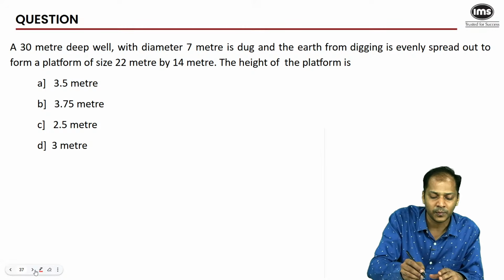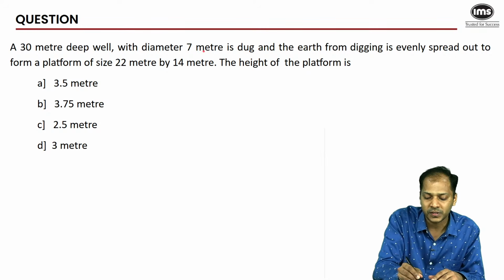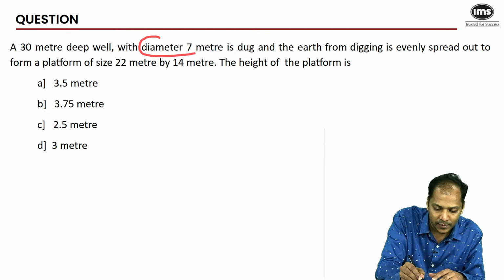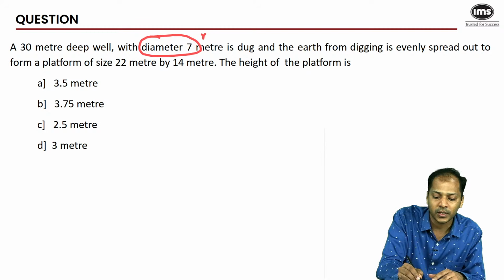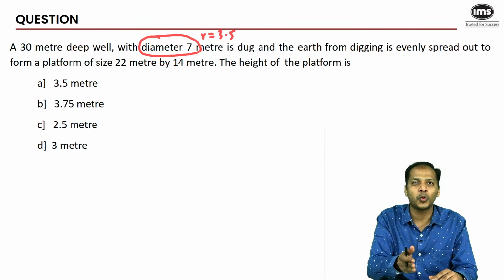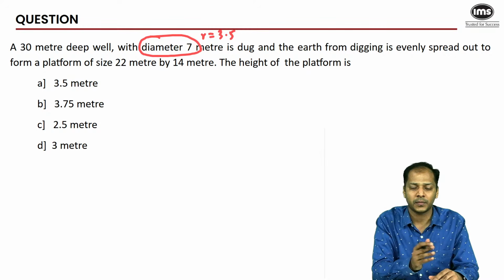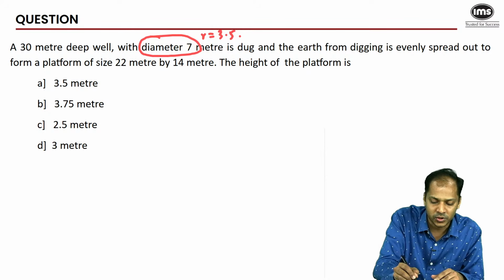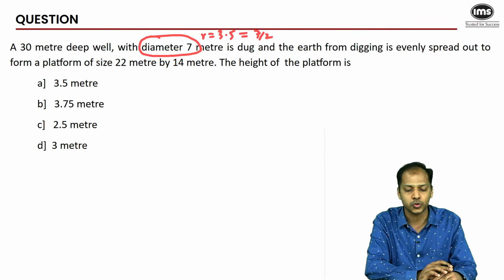So, a 30-meter deep well with a diameter of 7. The only key point over here is that the diameter is 7, therefore the radius is 3.5. Equate the two volumes, don't multiply all of them. You should be able to get to the answer. Instead of 3.5, I would use the number as 7 upon 2.